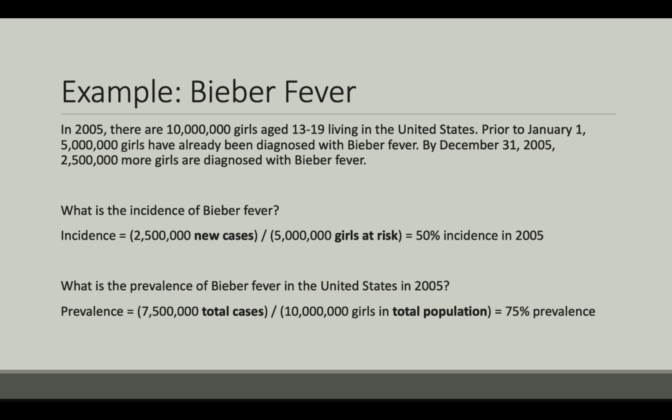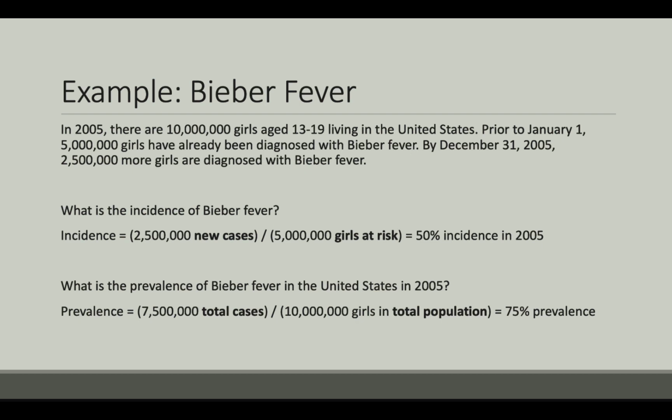So in 2005, there were 10 million girls aged 13 to 19 living in the United States. Prior to January 1st, 2005, 5 million girls had already been diagnosed with Bieber fever. And then by the end of 2005, 2,500,000 more girls were diagnosed with Bieber fever.